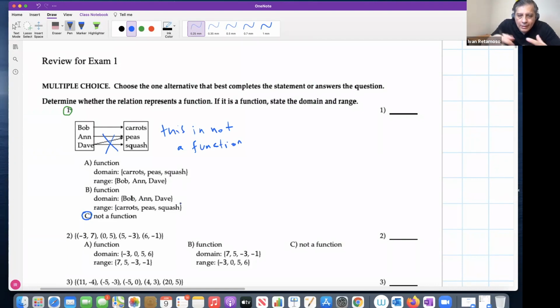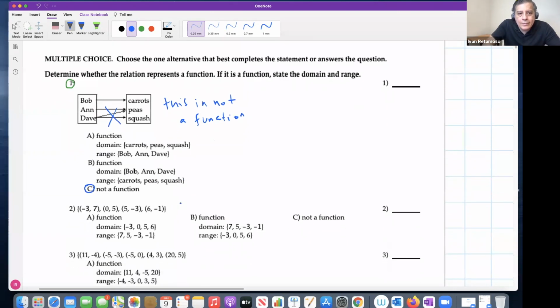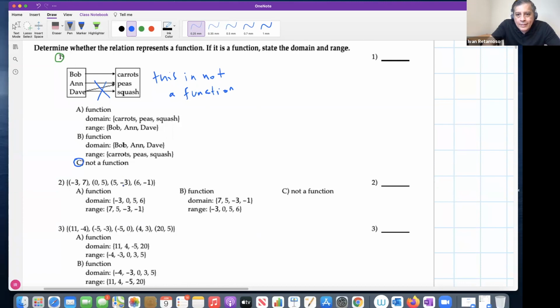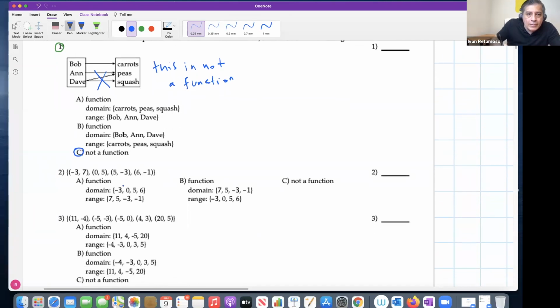In our worksheets, there are different forms, so practice them all, guys. Put yourself in different situations. Sometimes it's not a function, sometimes it's a function. So go over the worksheets. Great. Excellent. Number 2. Can you try number 2?